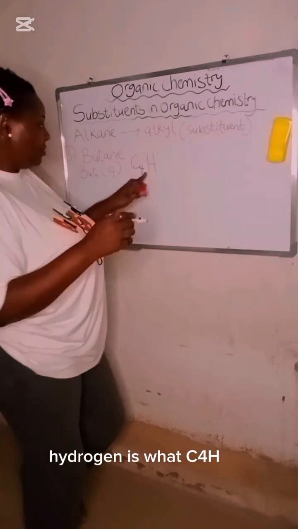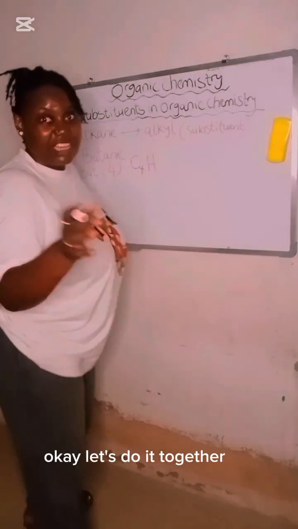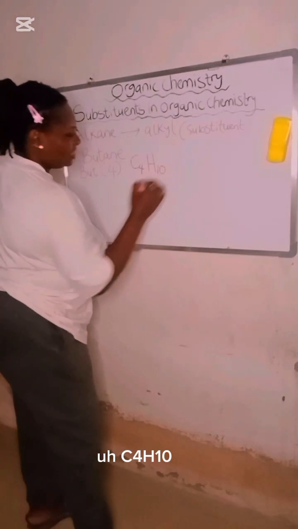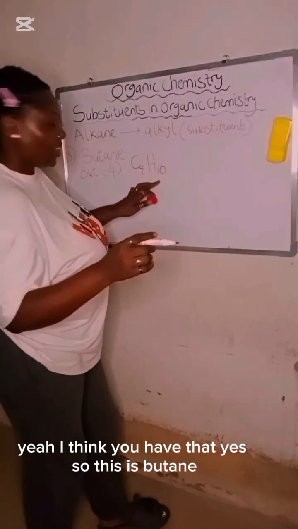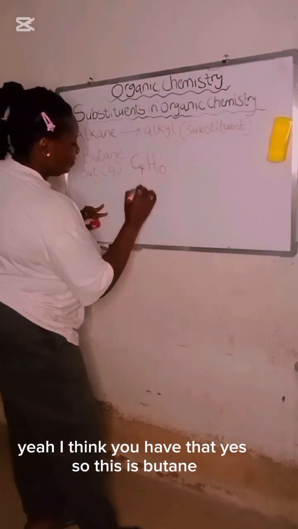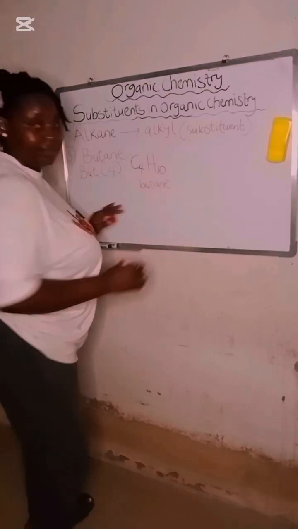Hydrogen is what? C4H. Just try that. Let me see. Okay, let's do it together. C4H10. Yeah, I think you have that. Yes, so this is butane, right?